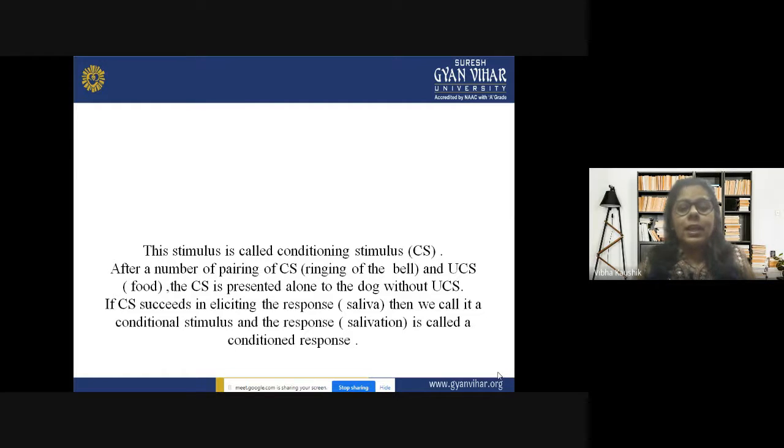If CS succeeds in eliciting the response, saliva, means if hearing the ringing of the bell elicits the response from the dog, that is saliva, then we call the stimulus a conditional stimulus, and the response, salivation, is called a conditional response. So when the ringing of the bell is able to produce a response from the dog, that is the dog salivates, then we call it a conditional response.